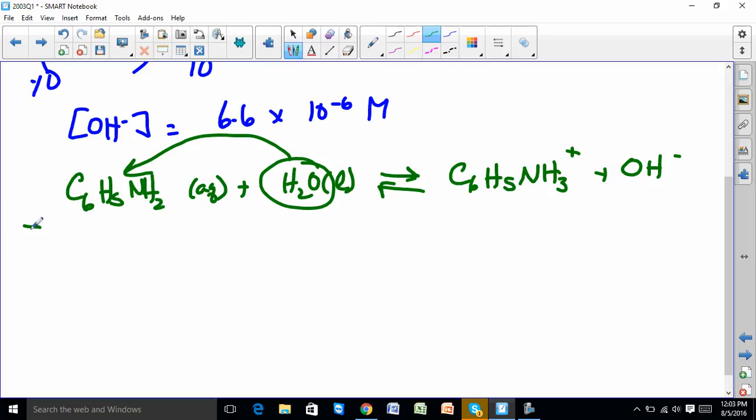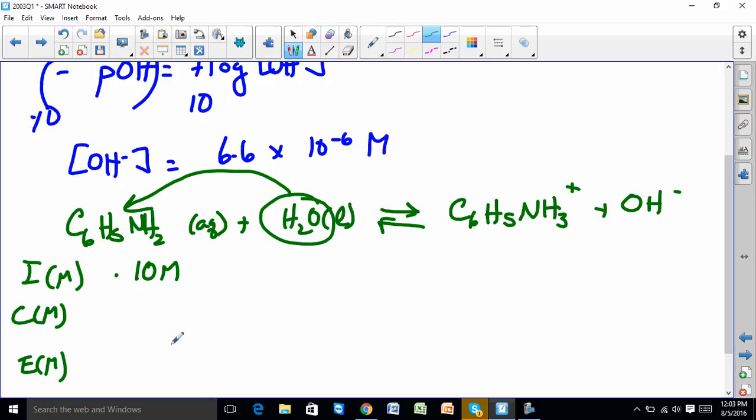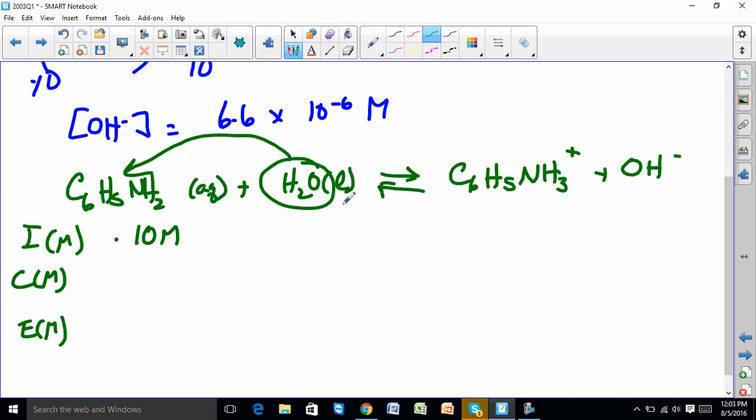Well, I'm going to set up an ice chart. You don't really have to do an ice chart here, but you'll see in the next couple problems you have to. They said that this was 0.1 molar. The initial concentration of the aniline is 0.1 molar. And remember, pure liquids aren't used. This is 0, this is 0.